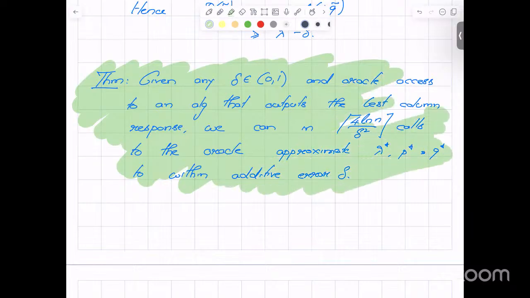But the exact value, then how many calls would it be? If you wanted the exact value, this will never give you an exact value, because the closer I want, the more and more calls I'm going to make. The problem with all MWM methods is they will give you things to additive error very well, but as the error goes down to zero, the number of calls grows inverse polynomially in the additive error.